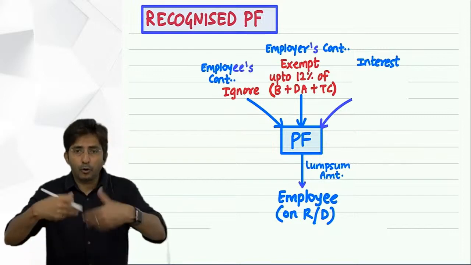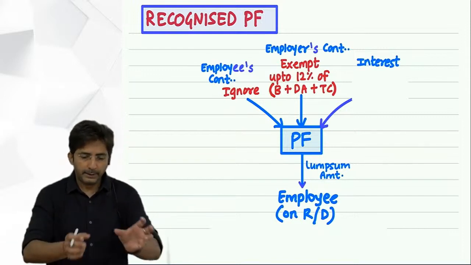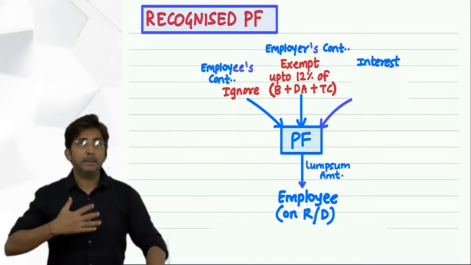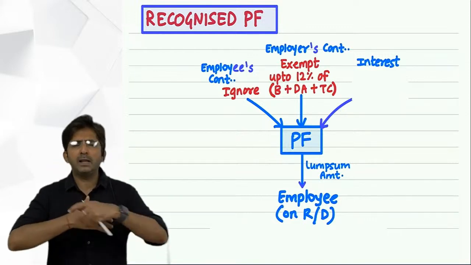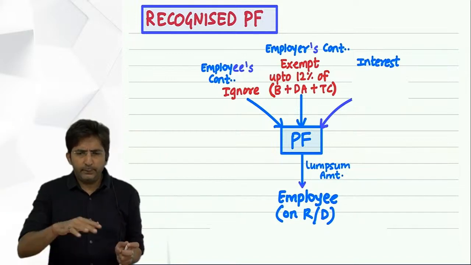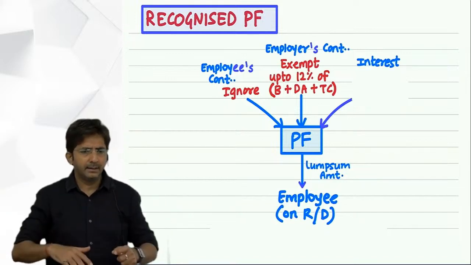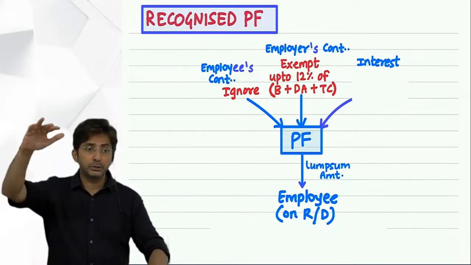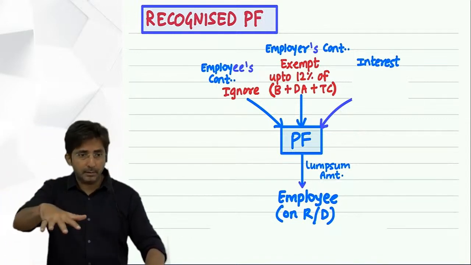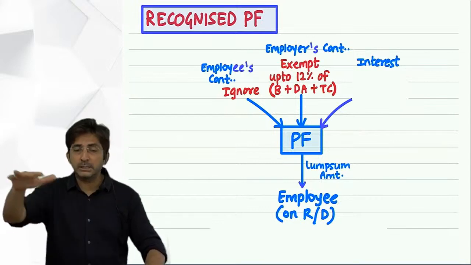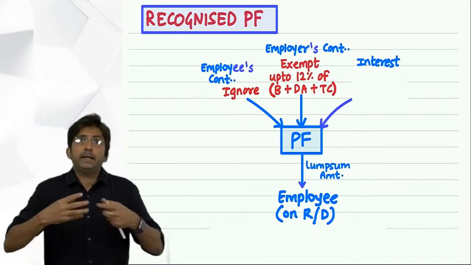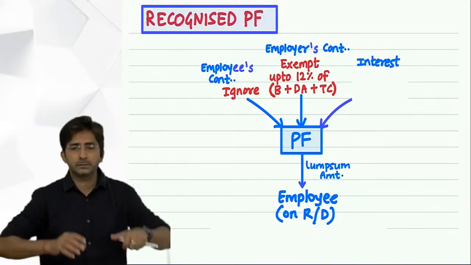Whenever an employer contributes to your provident fund, he will contribute as a percentage of your salary. Imagine I am a boss and I have 1 lakh employees, and every employee is of a different category. Some are of lower category, some are of senior position, and some are middle class position. So is every employee's status the same or different? Different. And I cannot say that for every employee I will contribute 1,000 rupees.